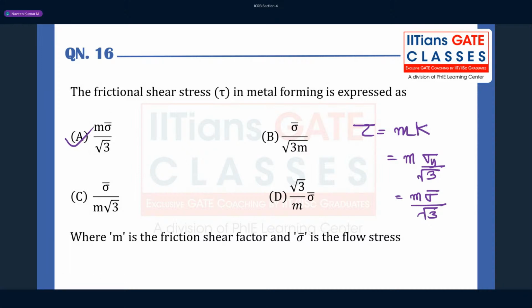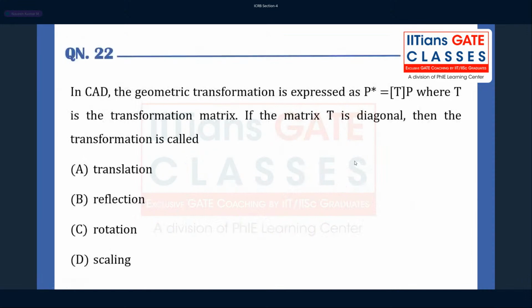Very good. Hope you understood the derivation, and not derivation, the logic behind it. Good. Next, in CAD, suddenly we went to CAD. The geometric transformation is expressed as P star is equal to some matrix T into P, where T is the transformation matrix. If the matrix T is diagonal, then the transformation is called. This is simply CAD. If you have taken a CAD course, this is a straightforward problem for you. But anyways, we'll discuss each and everything, and then we'll come back to the question again.